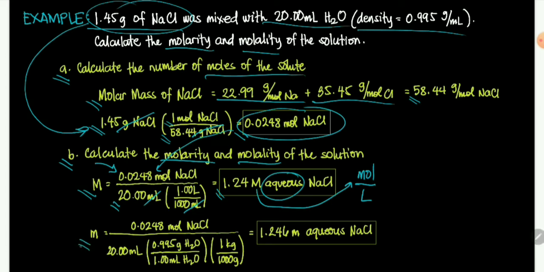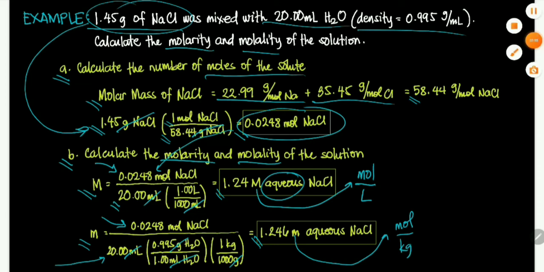Okay? So for the molality, that's the number of moles of your sodium chloride, 0.0248 over the mass of your solvent, which is water. So para ma-convert natin sa mass, okay, i-multiply lang natin sa density yung volume ng water. So that's 20 ml times 0.995 grams of water per ml of water. So cancel yung ml. Okay? So since kailangan natin ng kilograms na unit, multiply natin siya ng 1 kilogram over 1,000 grams. So cancel din yung grams. Okay? So matitira dyan ay kilogram of water. So if we solve this, we will get 1.246 molal or yung moles per kilogram ng aqueous sodium chloride.